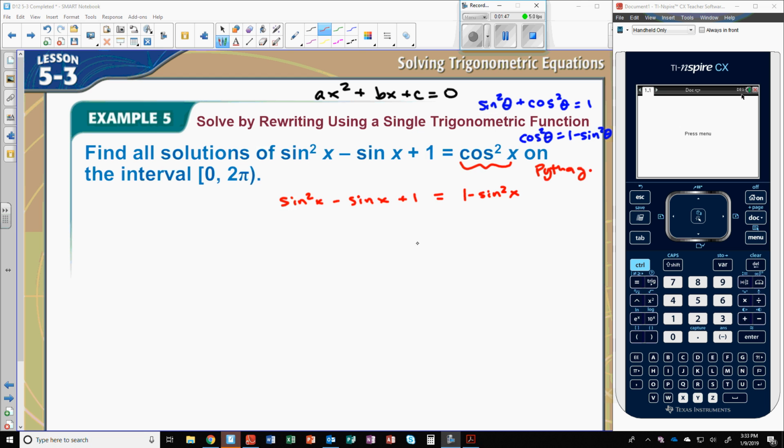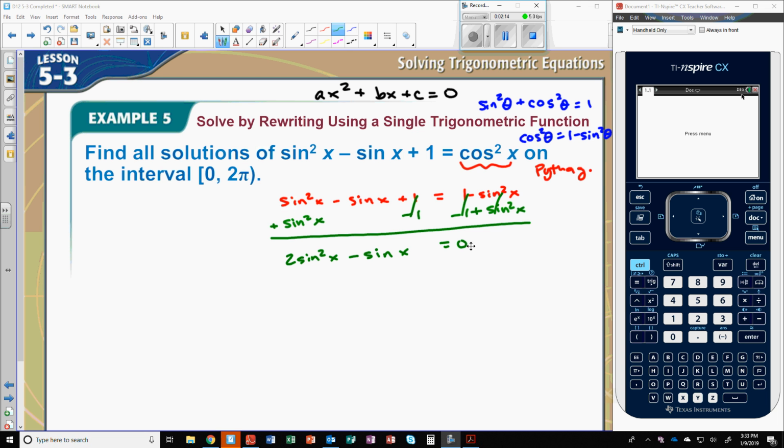Okay, now let's set this equal to 0. To set it equal to 0, I need to move two things. This positive 1 needs to be subtracted, and I need to add sine squared x. Now, when I combine all these terms, these go away, and over here I'm left with 0. This goes away, and so I have 2 sine squared x minus sine x, and that equals 0.